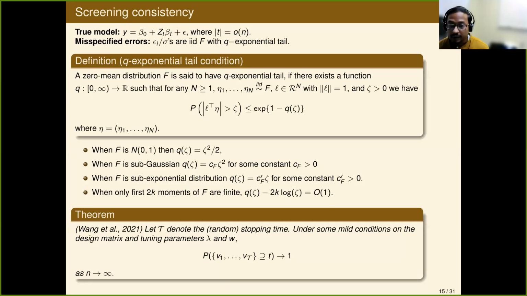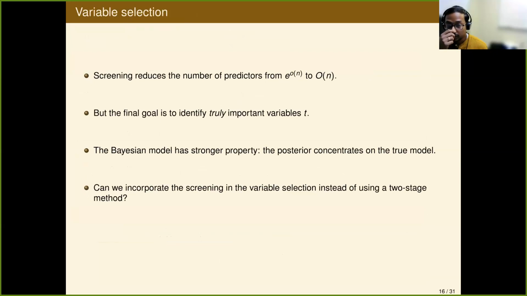But ideally, at the end, what we would like to do is select only the truly important ones. So the screening reduces the number of predictors from e to the power little o of n to big O of n. But the final goal is to identify the truly important variables t. And we also want the Bayesian model to have a stronger property, that the posterior should concentrate on the true model instead of just containing it, which might create some false positive discoveries. So we want the posterior to concentrate on the true model.